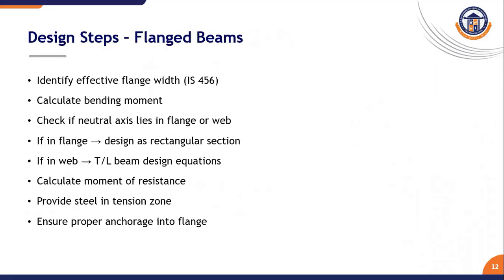Design steps for flanged beam. To design the flanged beam, find the effective flange width, calculate the bending moment, and check the neutral axis location. If it is in the flange, design as a rectangular section. If it is in the web, apply the T or L beam design equation. Provide tension steel anchorage into the flange. Check the shear, deflection and crack control.